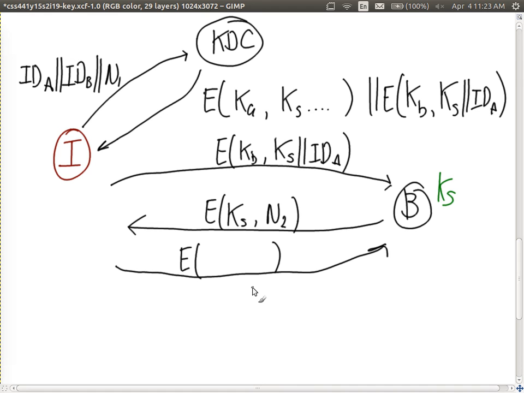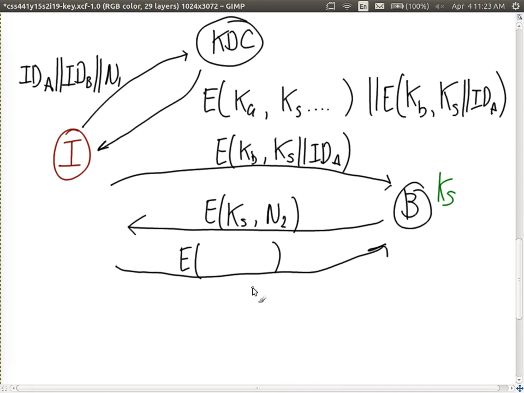And I can't encrypt that. Even if I could encrypt it, note that there are some attacks, chosen plaintext attacks, that allow us to get a ciphertext for some given plaintext, even without knowing the key. So there may be, in some special cases, a way for the imposter to ask someone to encrypt N2 plus 1 with KS. But they don't know N2, so they don't know N2 plus 1.